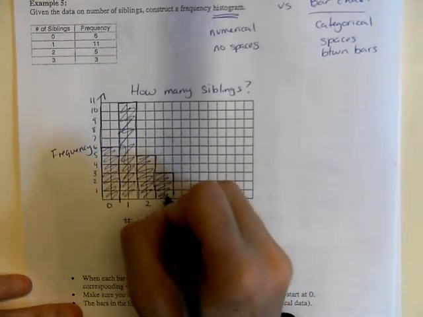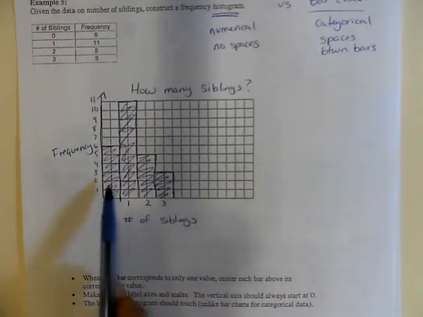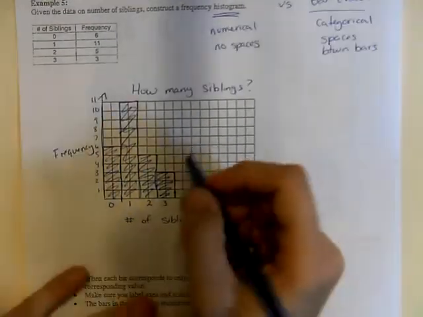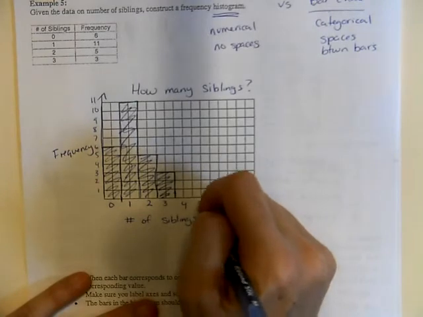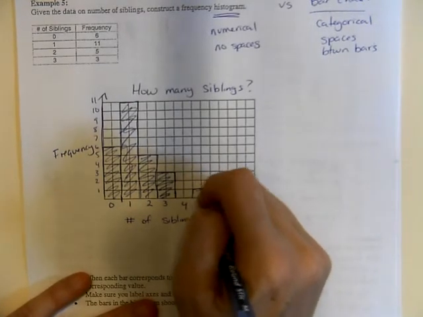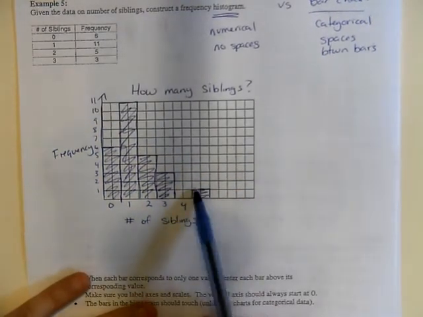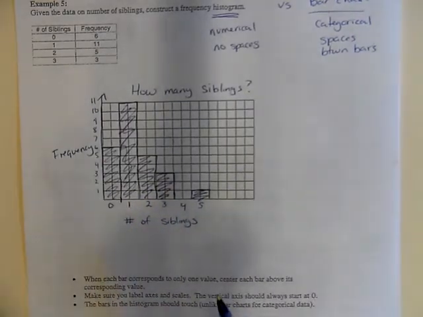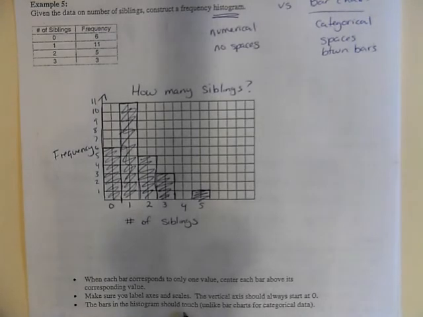Again, what I mean by there's no spaces, look how there's no spaces between each bar. You could still have a gap, like let's say we had one person who had 5 siblings. So you can still have a gap, you just aren't interchangeable. So each bar corresponds only to one value. The center of each bar is above each corresponding value. Make sure you label your axes and your scales. And the bars in the histograms should touch. Again, unlike bar charts for categorical data.